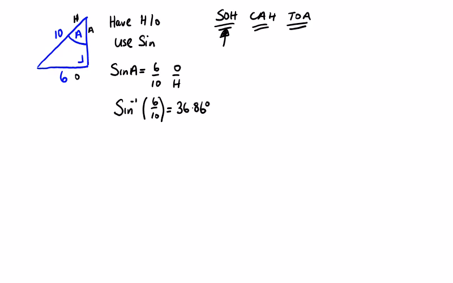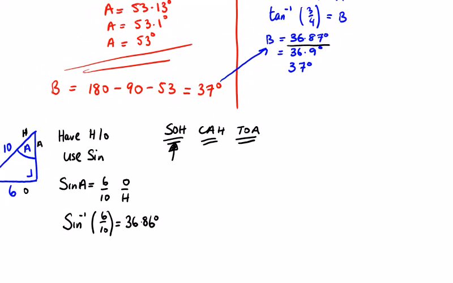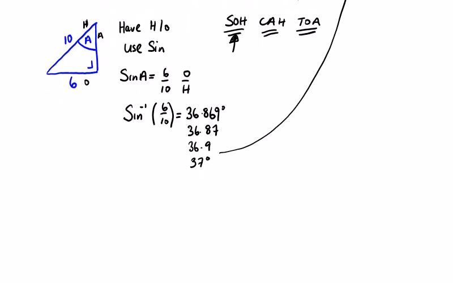we're going to get 36.86 degrees. Now, does this look familiar to you? 37 degrees or 36.87 degrees. This is actually 36.869, which would give us 36.87 or 36.9 or 37 degrees. So it's the same angle that we had up here. And I want to introduce to you why in this lesson.